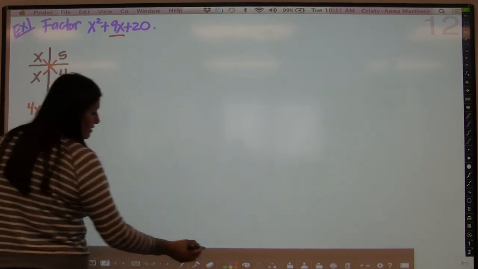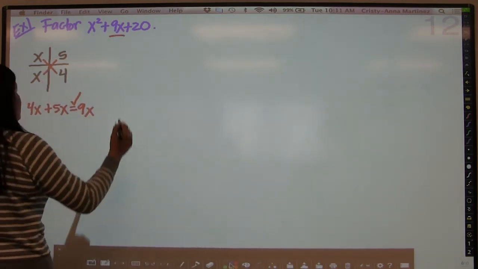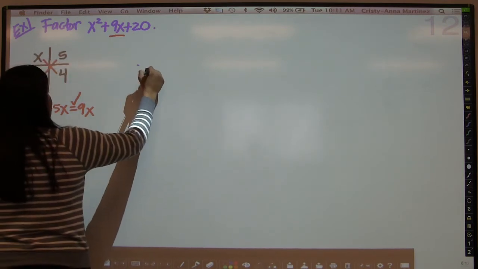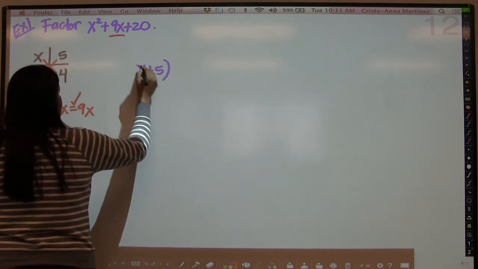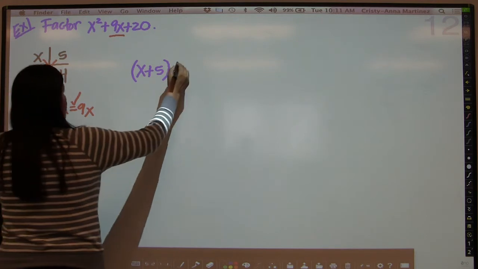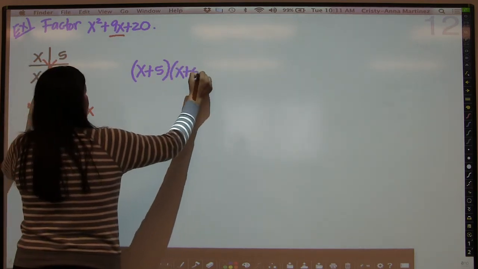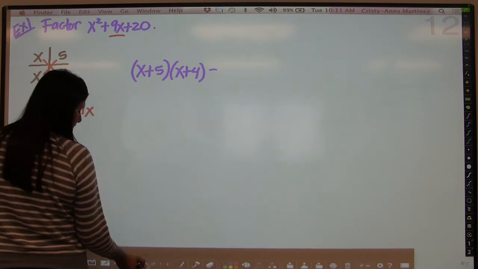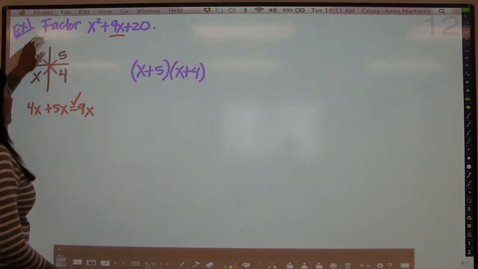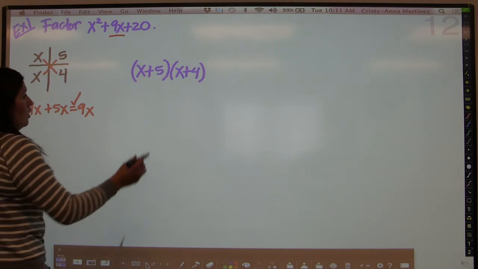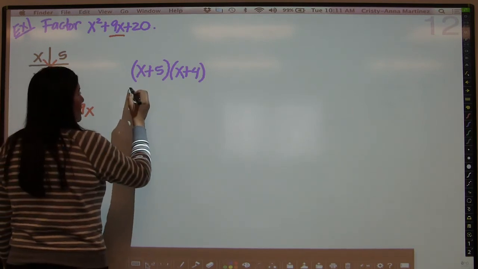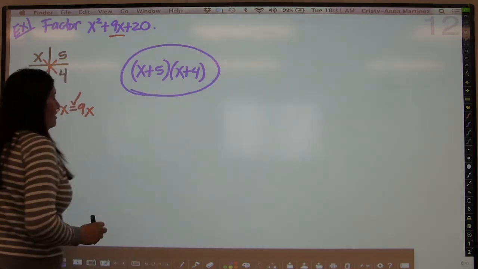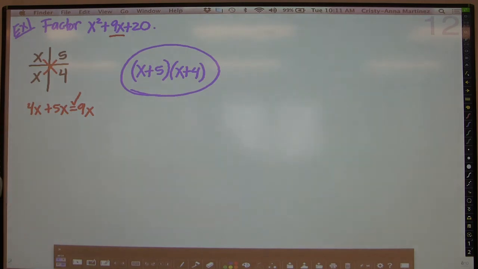So now my answer is going to be the top portion, which is x plus 5, and then the bottom portion, which is x plus 4. And in this case, it doesn't actually say to solve, it just says to factor. So we are going to give that as our answer. X plus 5 times x plus 4.